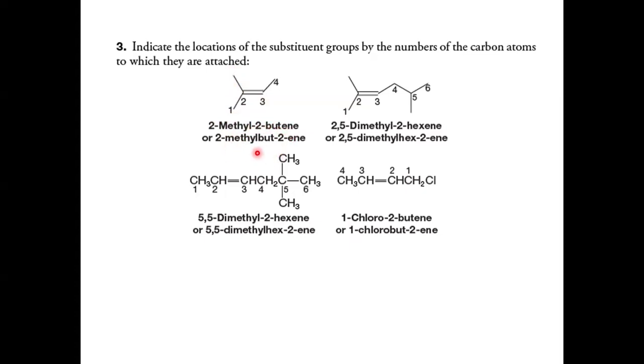The other way of naming is to indicate the 2 before the -ene, or the locant for the double bond. You can also have but-2-ene, and you have methylbut-2-ene, and indicate the 2 for your methyl here. Okay, so either way is actually acceptable.